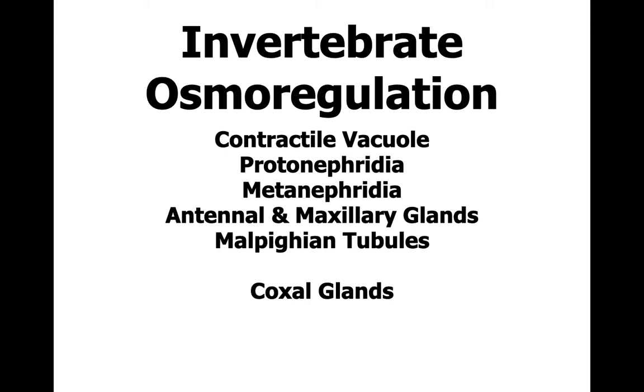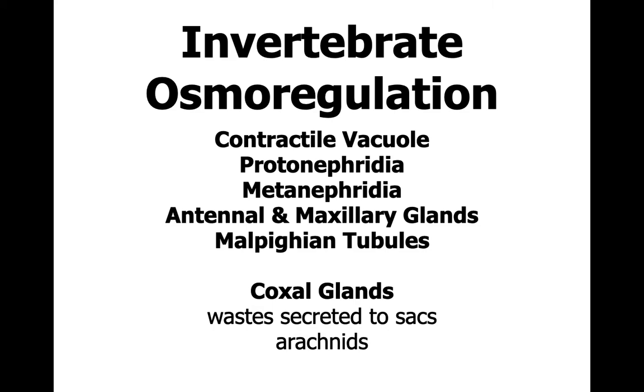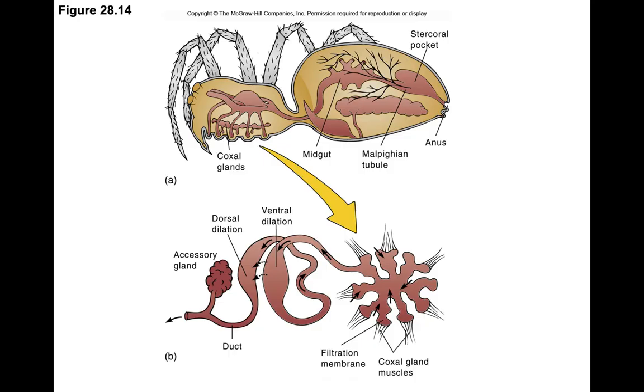Some animals have coxal glands, and this is where waste gets secreted into sacs. And this is found in some arachnids. So kind of similar to Malpighian tubules functionally in a way. So we could see in this drawing of an arachnid, there's these coxal glands that'll be able to secrete waste.